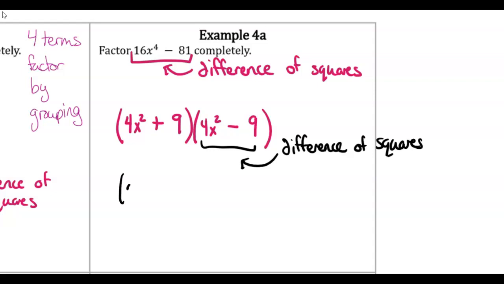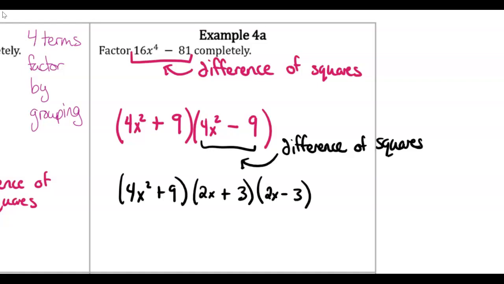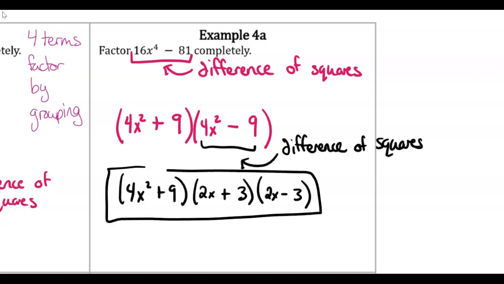Okay, so we still have 4x squared plus 9. And then the 4x squared minus 9 breaks down again because the square root of 4x squared is 2x. The square root of 9 is 3. 1 is plus and 1 is minus. The reason the first parentheses, this 4x squared plus 9, doesn't break down is because it has a plus and there's not a formula for sum of squares. That's not a thing. So difference of squares is the only one we have. We don't have something when there is a plus and it's a binomial that's being squared.